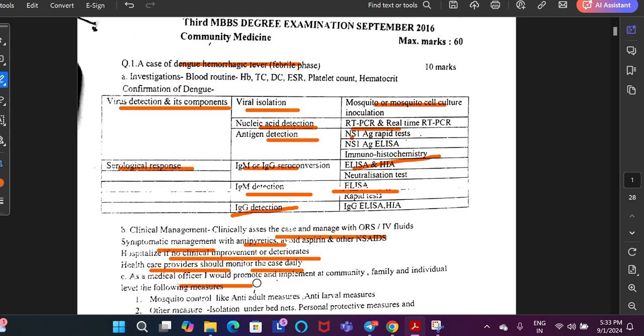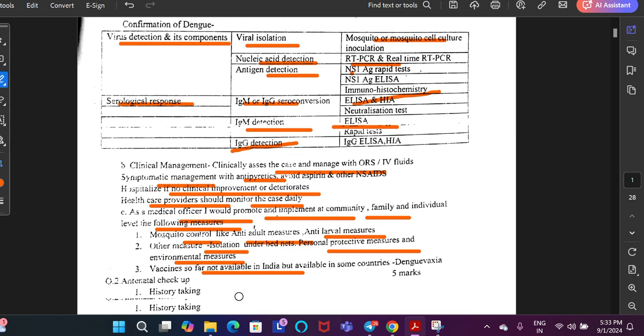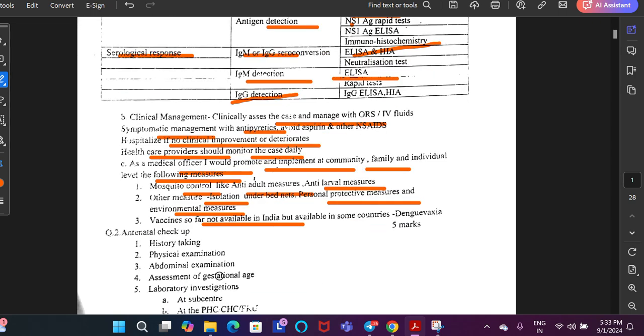And as a medical officer, I would promote and implement at community, family and individual level the following measures. Mosquito control like anti-adult measures, anti-larval measures, other measures, isolation under bed net, personal protective measures and environmental measures. Vaccine so far is not available in India for dengue, but available in some countries. Dengue vaccine.